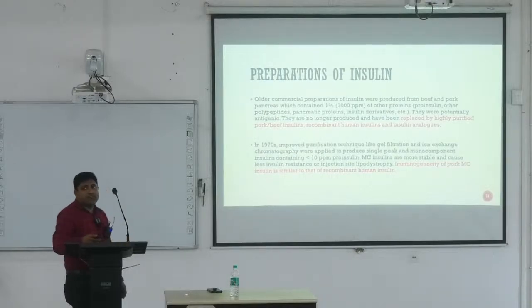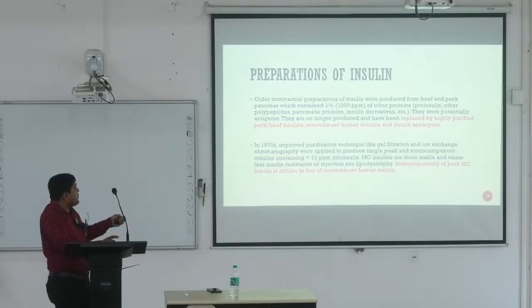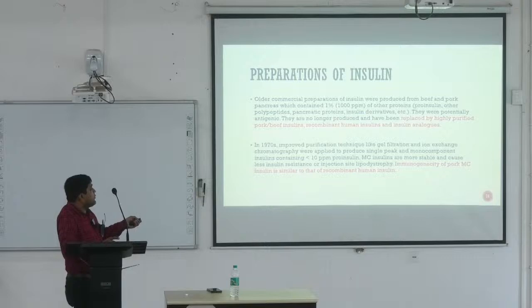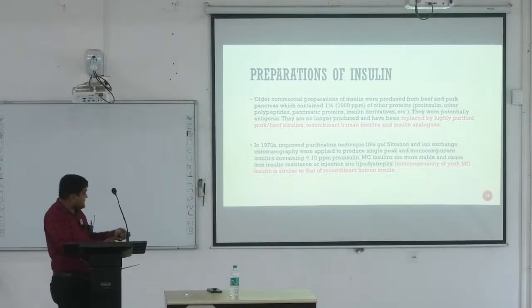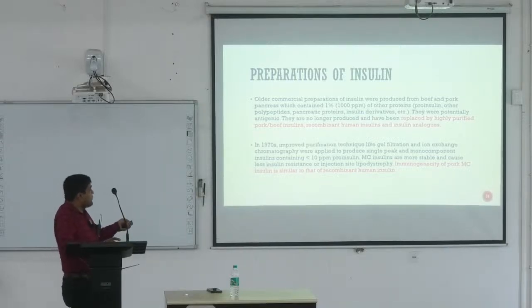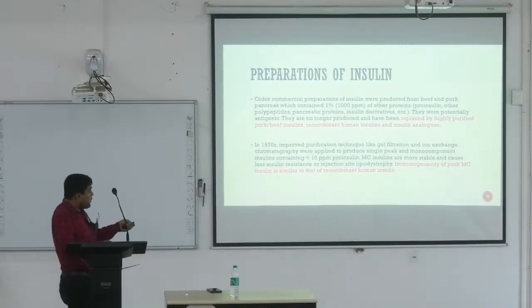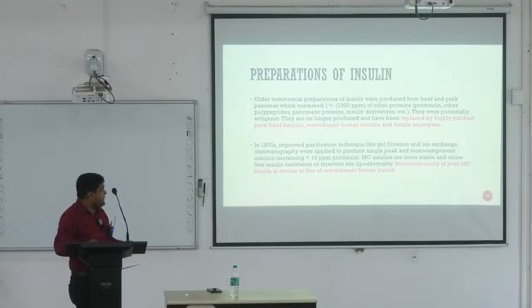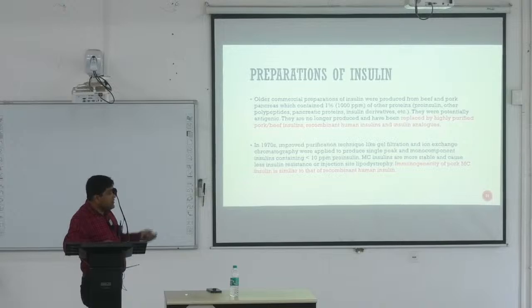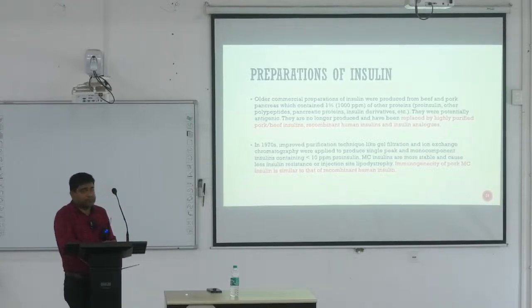Now, coming to preparations of insulin, before the advent of human insulin, bovine and porcine insulin were used. The older commercial preparations of insulin contain 1% of other proteins. That includes proinsulin, other polypeptides, pancreatic proteins, including derivatives. Problem: antibody reactions. They are potentially antigenic. They are no longer produced and have been replaced by highly purified porcine insulin, recombinant human insulin and analogs.